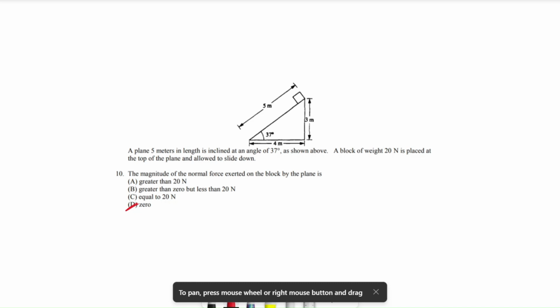So here we now need to list our known variables. We know that the angle, theta, is equal to 37 degrees. We know that the block has a weight of 20 newtons. Other than that, we know the distance is 5 meters, but that is something we will not need to use right now.